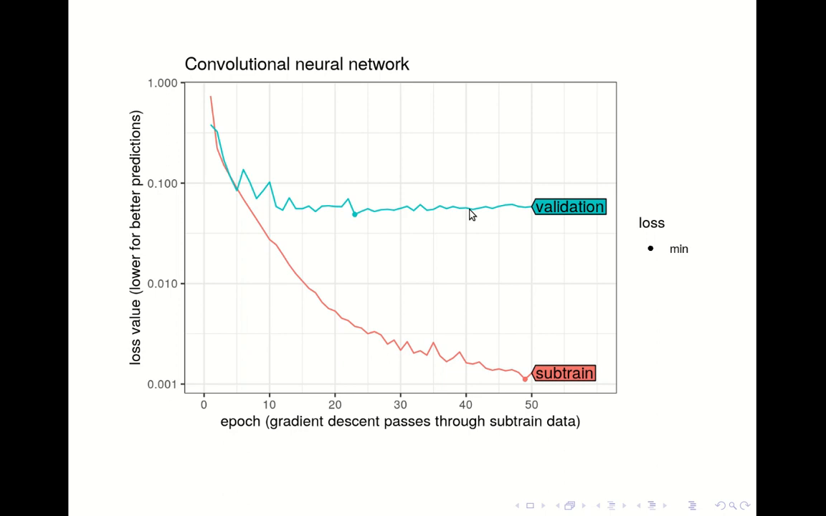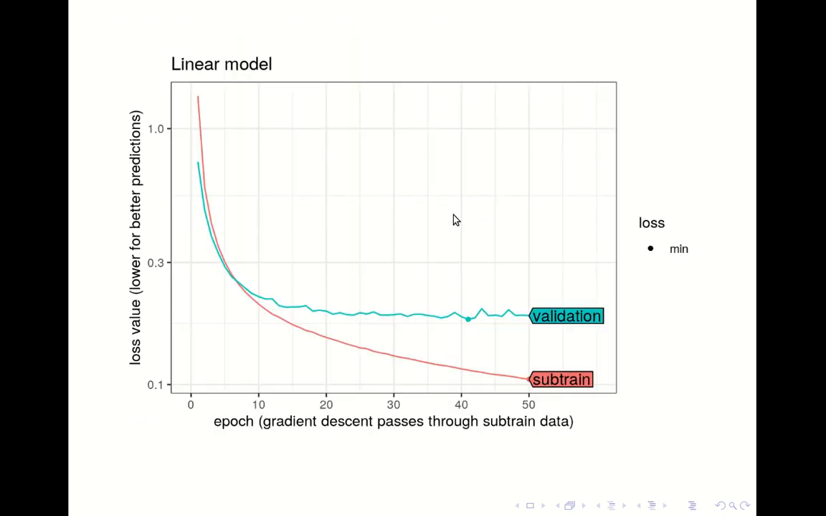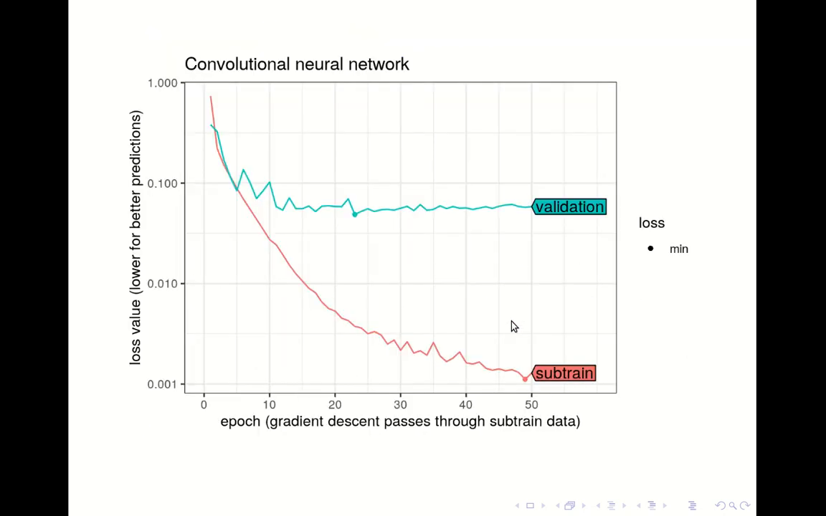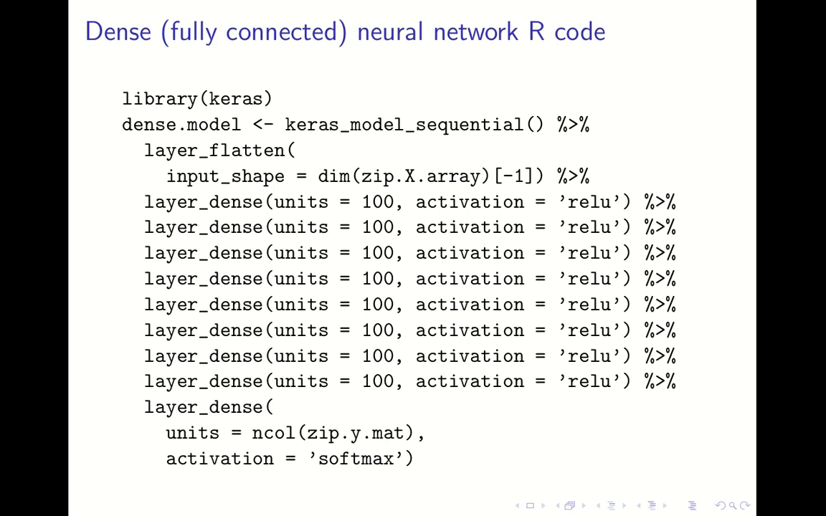But you can see the absolute values are quite different here. Here, the validation loss gets down to about 0.1, whereas in the previous slide it only got down to about 0.2. So maybe that's a big difference. Anyway, let's look at a third neural network model.